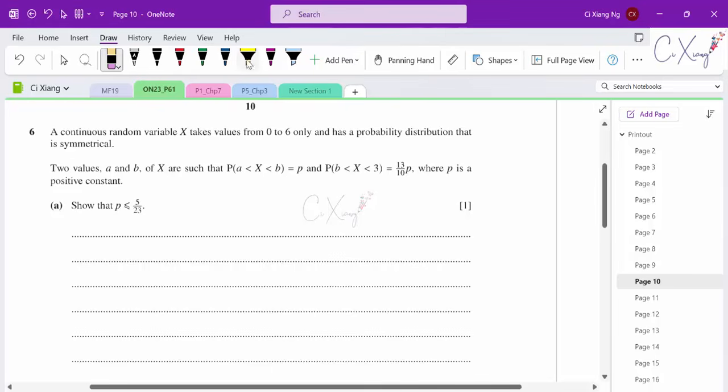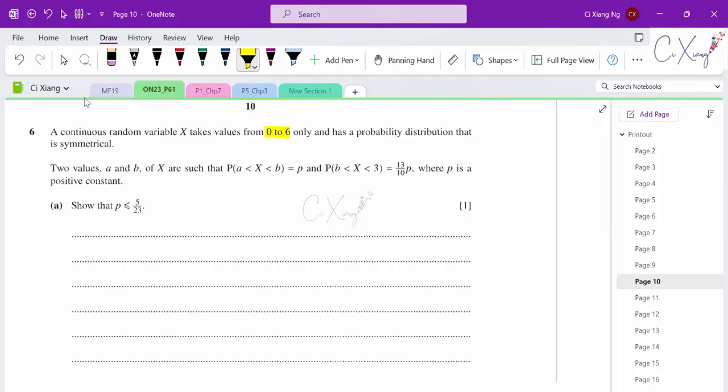There's a continuous random variable x with values 0 to 6 only, which has a probability distribution that is symmetrical. I think the word symmetrical here is very important. Then there are two values, a and b, of x such that the probability from a until b is p, and from b until 3 is 13 over 10 p, where p is a positive constant. They want to show that p is smaller than or equal to 5 over 23.